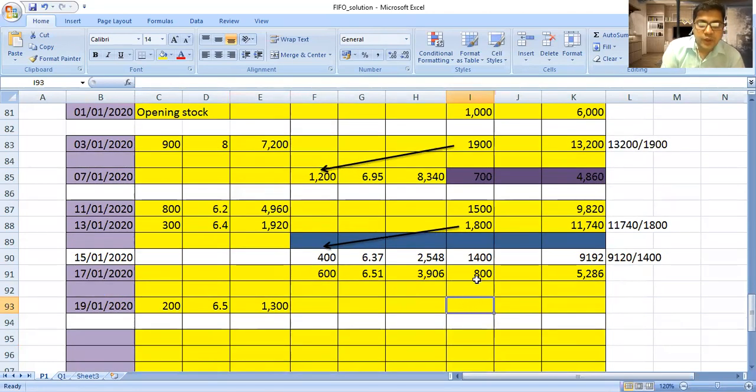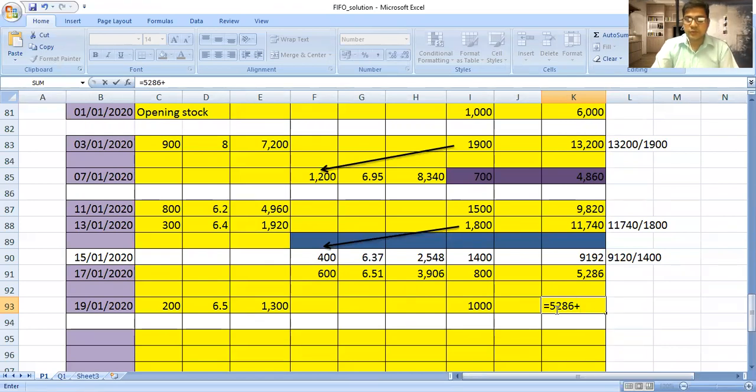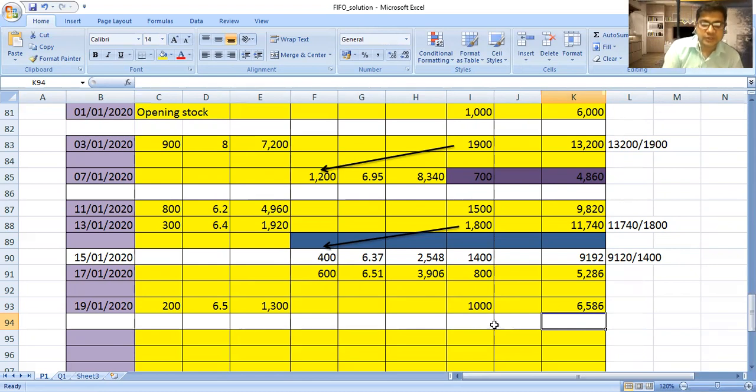After recording this, now we have to add 800 plus 200. 800 balance, previous day's balance, plus the new purchase of 200. Then the closing balance last day was 5286, plus today's purchase 1300. The total balance in rupees is 6586, and we have 1000 units in balance after 19th January.